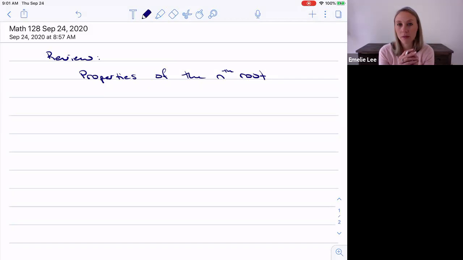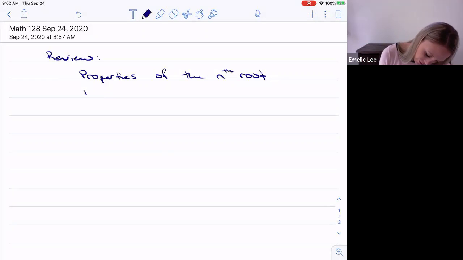What are some other properties? We can rewrite the root as an exponent with a fraction, a fraction in the exponent. That's a quick trick. We can combine roots as long as they're the same and we're multiplying or dividing. And same thing, we can split them up across. So we talked about all those different properties of the nth root.